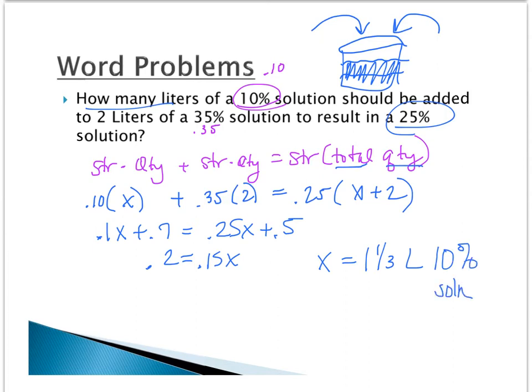Now, some people will choose to clear all the decimals in the problem. That is fine. If you do choose to clear all of the decimals, you would need to multiply every single coefficient. That means all of these guys right here by 100 to move the decimal over 2 places for all terms.